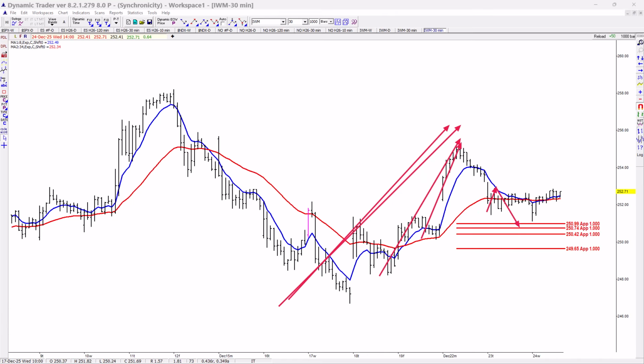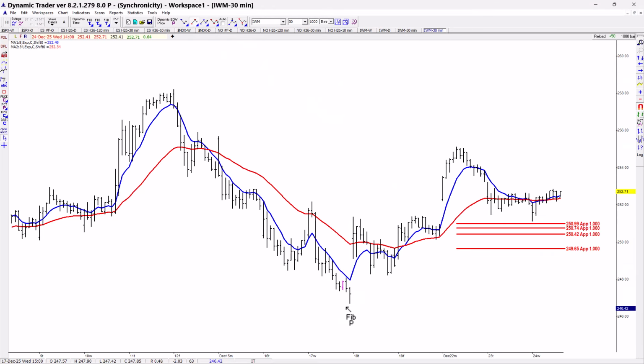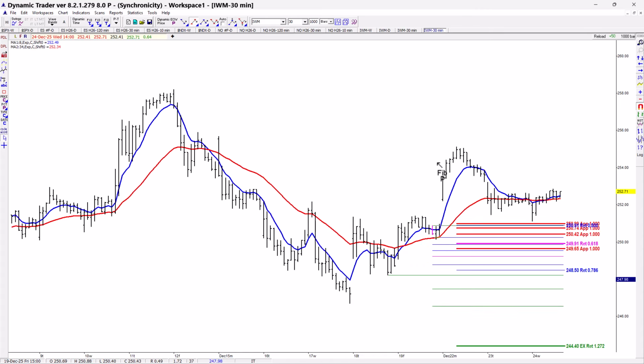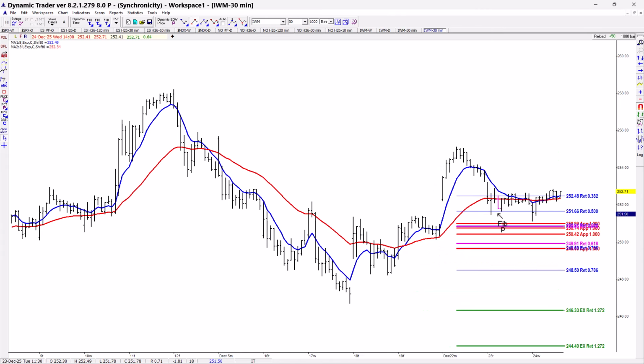Okay, so let's get rid of those lines here, and I'm going to run the retracement of the full swing, low to high. Okay, so 50% kind of overlaps that first symmetry area. But now let's do the higher low to the high. And then there's a 618 that overlaps that area. And then how about the most recent low to high swing? Okay, and then there's a 786.